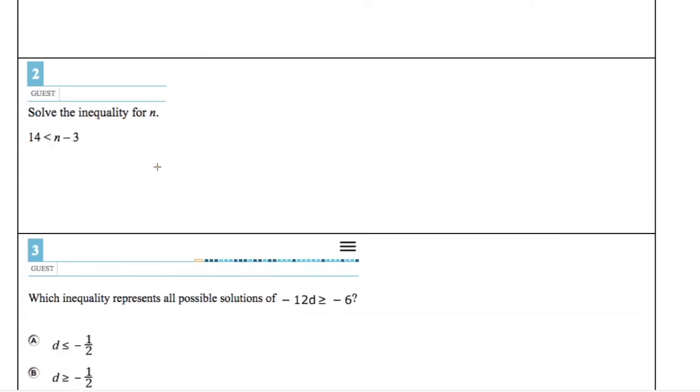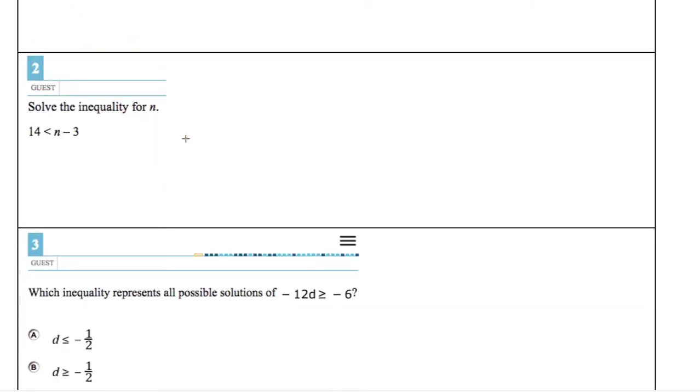Alright, we're on to number 2. So again, pause the video, try it out, and you unpause the video. So on this one, all I have to do is add 3 to both sides. So I add 3, and I get 14 is less than n. And that's all there is to it. A little bit weird for a box.